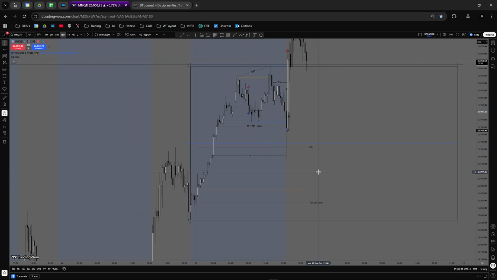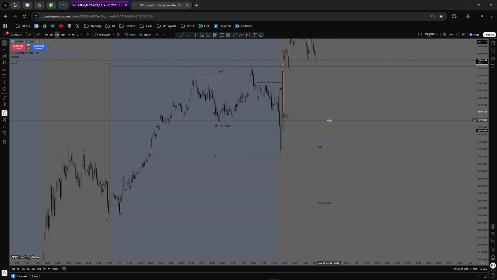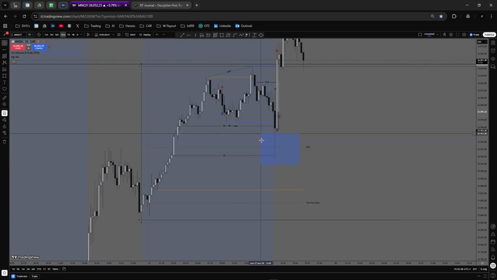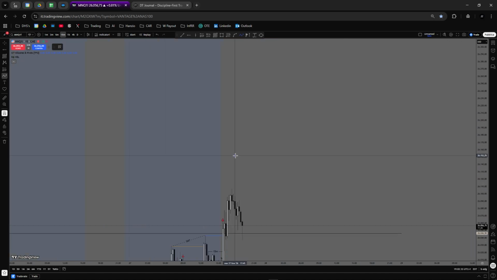Even in 15 minute, we print this hella wick. Okay, 5 minute no, but 15 minute we printed this hella wick right there. So I said, this could be a Judas swing. So what is Judas swing? Price creates liquidity, then we stop for a bit, and boom, 9:30 open. We took all the liquidity, and then we go higher.